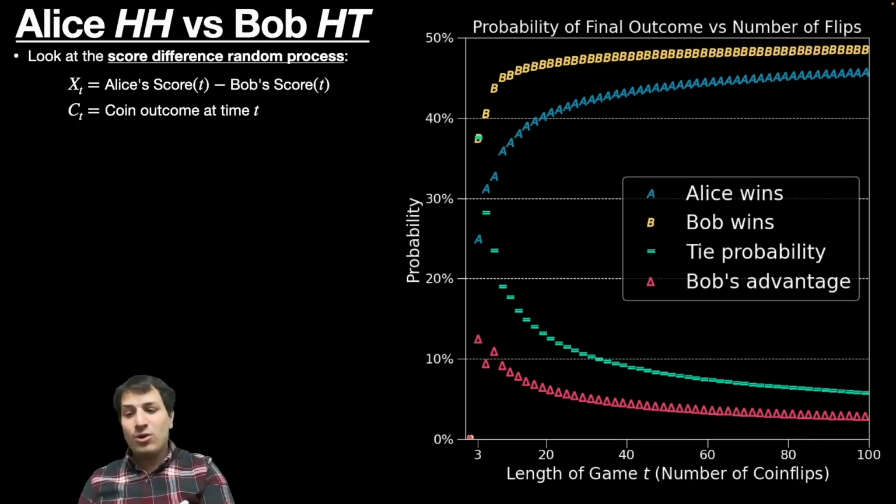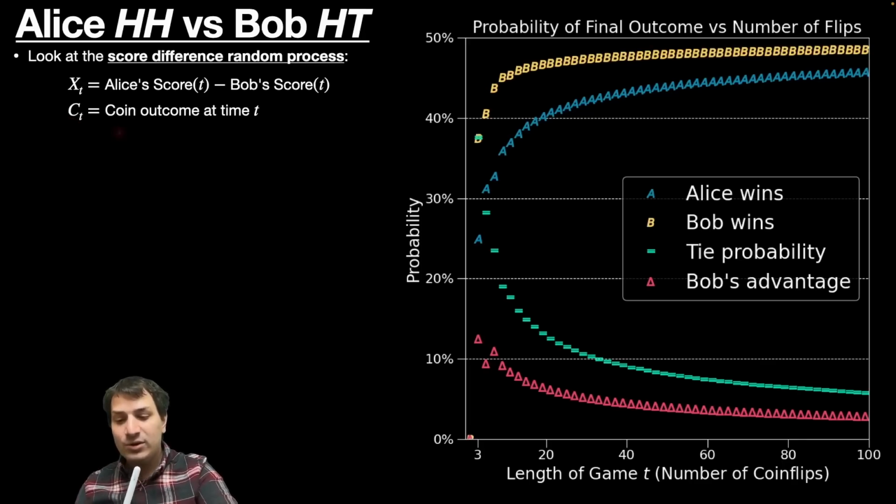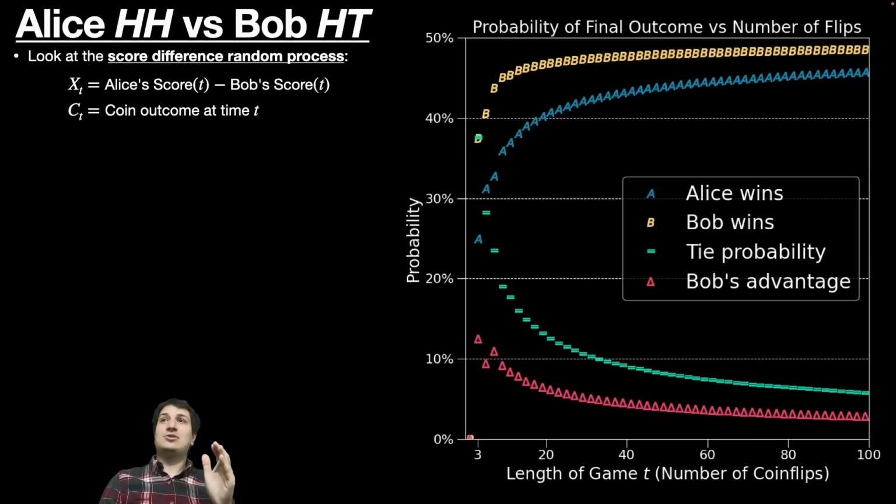It would be great if we could only look at xt. That would be like a random walk. That would be really nice, well studied classically. But in this game, you also need the extra piece of information, ct, which is what was the coin at time t. And the reason you need that is because Alice and Bob can both score only if the previous coin flip was a heads. If the previous coin flip was a tails, then Alice and Bob won't score.